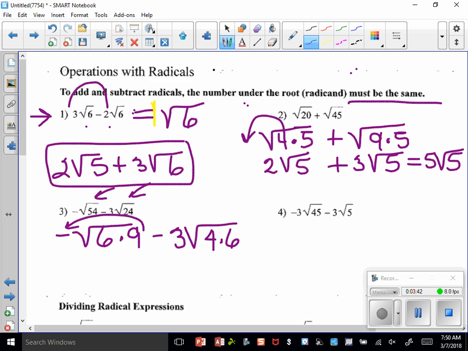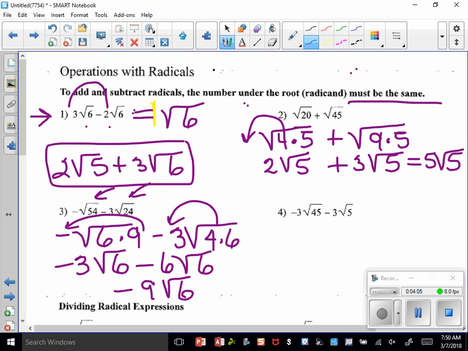I'm going to multiply it by the negative that's out there, so that's negative 3 rad 6. Here, I'm going to take the square root of 4 out, which is 2. I'm going to multiply it by the 3 that's there, so that's going to give me 6 rad 6. So if I have a negative 3 and a negative 6, I have a total of negative 9 rad 6. All right, any questions so far?